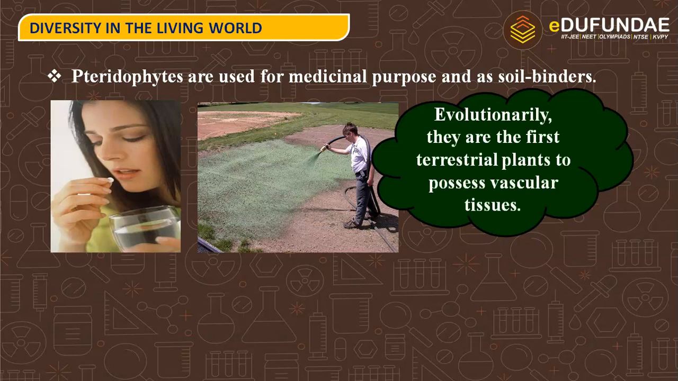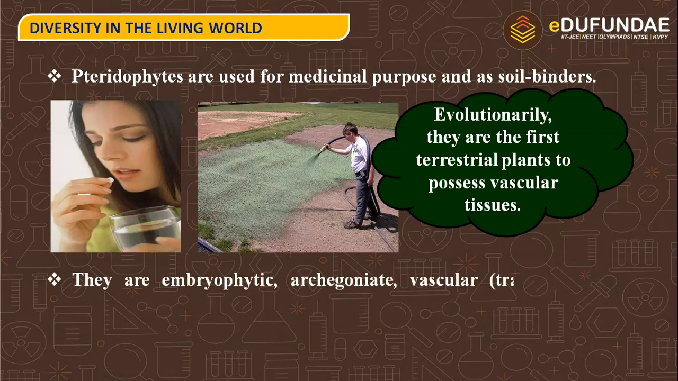Evolutionarily, they are the first terrestrial plants to possess the vascular tissues. So when we talk about evolution, different organisms evolve, and when the Pteridophytes evolved, they were the first plant structures that were containing the vascular tissues. So unlike the Bryophytes, they have the vascular tissues in them.